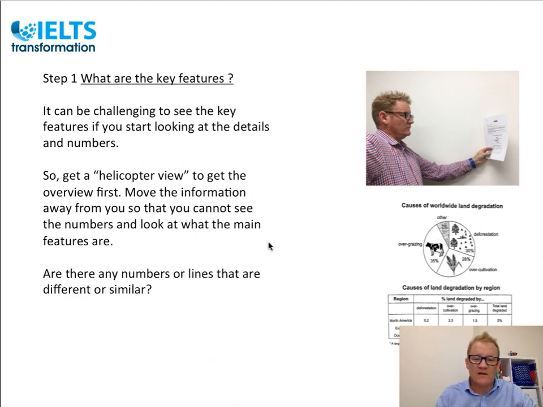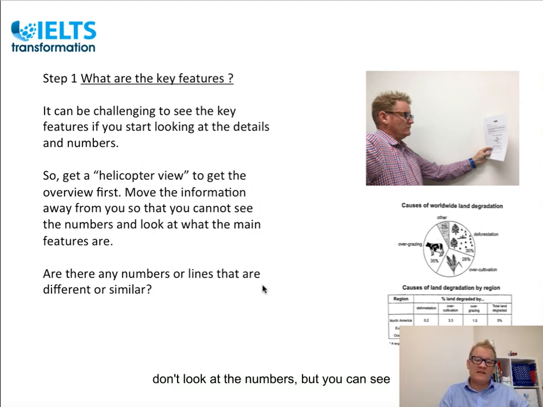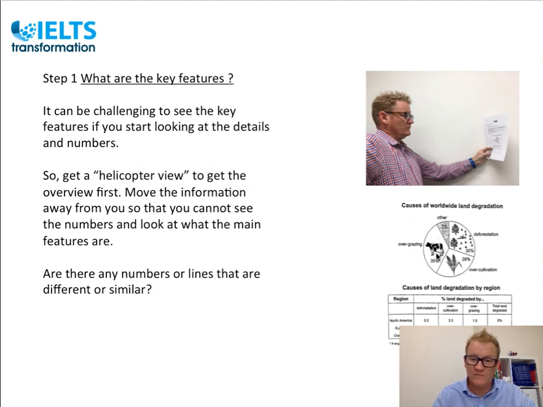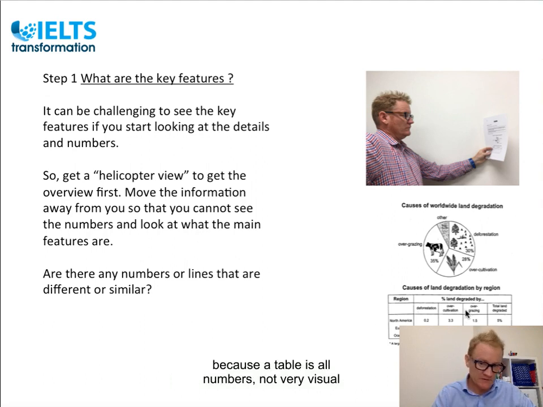So are there any numbers or lines that are similar, that are different or similar? If we look at this pie chart here, don't look at the numbers, but you can see that there's 4 parts. 3 of them are about the same. You can't really do that with a table because the table is all numbers, not very visual.